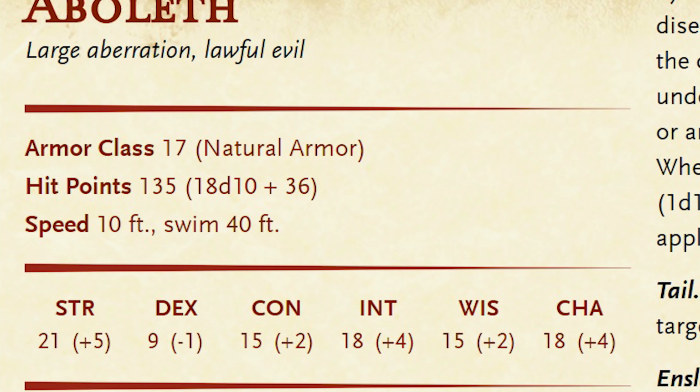And the speed, this lists all the different types of speed that the creature can have. For the Aboleth, it mentions movement, just regular speed, which is 10 feet, but then it also mentions swim speed. Some creatures will include flying speed and stuff like that. So you can learn how these characters move just by looking at this basic stat block.